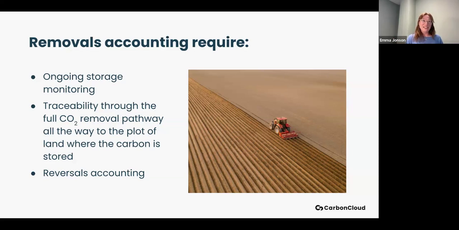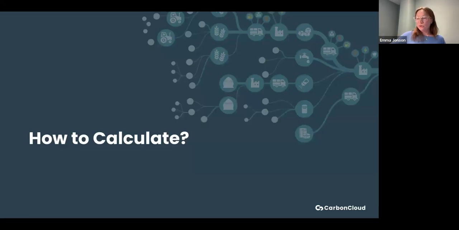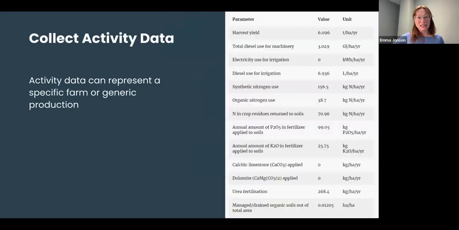So for that reason, on a general level, we do not assume removals unless we have these specific conditions met. So down to the details, how to calculate. Well, I've already talked about the activity data part. This list here, I think, represents the Swedish wheat that we saw before. So these are the activity data that we assumed here in CarbonCloud for our calculation of the Swedish wheat.